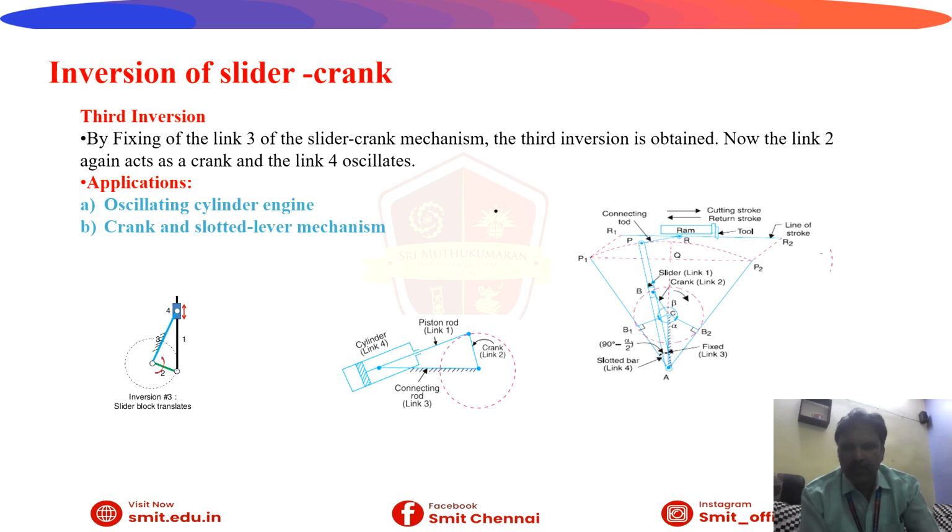At the same time, the motion will be transmitted to the ram as a cutting stroke operation as well as a return stroke operation. When the return stroke happens, the angles at the lower side, that is alpha and beta, are clearly given. Of these two angles, one is meant for the cutting stroke and the other is for the return stroke.